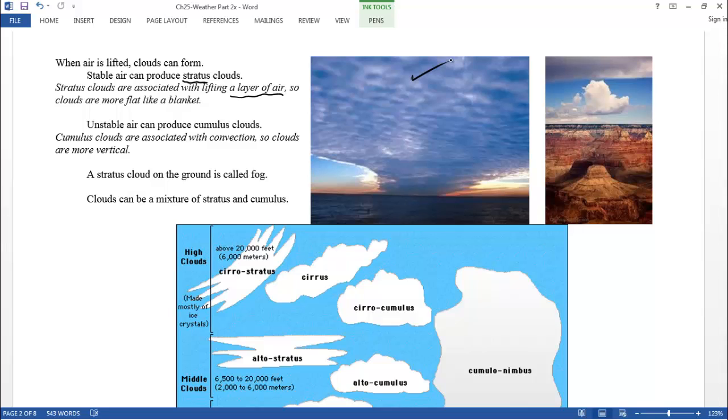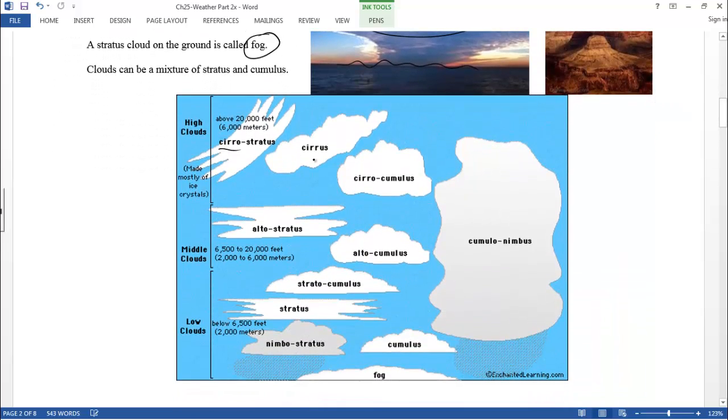Unstable air, it's propelled by convection currents. And so we get these vertical looking clouds, like this one over here, which looks like the Grand Canyon. And those are your two general cloud types. If you get a stratus cloud appearing over the surface of the ground, that's called fog. And then you can have clouds that are a mixture of these two types, both stratus and cumulus. And so here's a little diagram of some general cloud types. The cirro and the cirrus have to do with ice crystals rather than liquid water droplets. And it looks like the nimbus are those clouds that are generating a lot of rain.